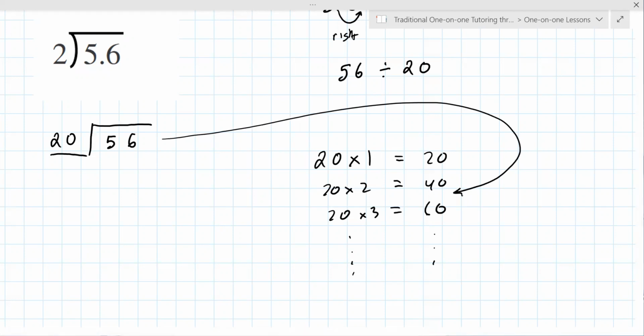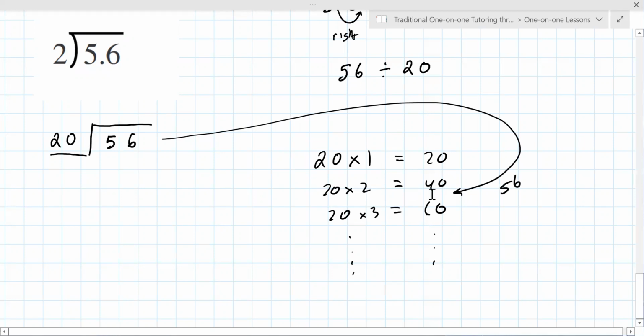Like 56. It's between 40 and 60. Think of your multiplication table, it has a 40 and a 60 in it. So it's between 2 and 3, and you choose the smaller number. 2.